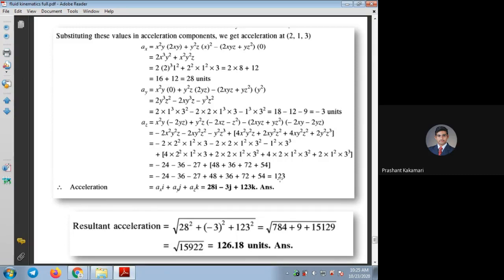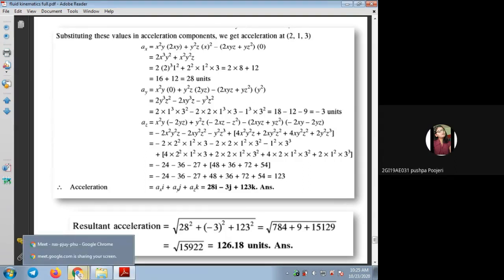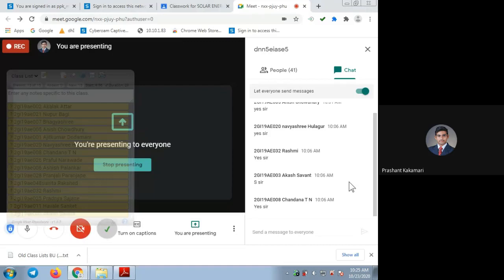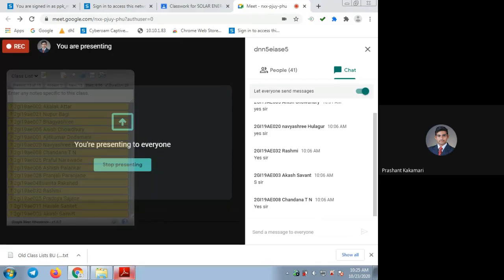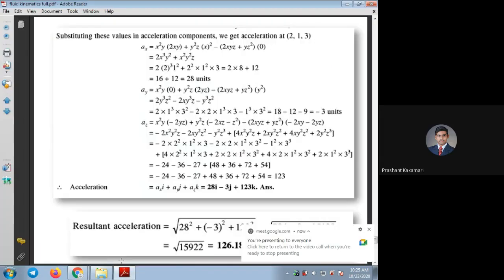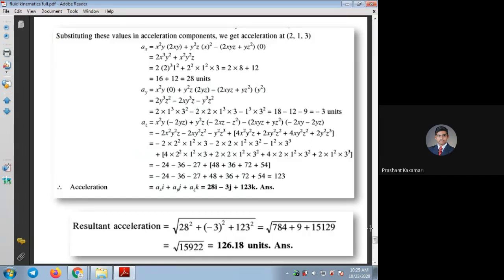28i. Yes. So 123 is in Z direction, right? Yes. How much are you getting? If you are getting any other answers or any mistakes are there, please find out and let me know.